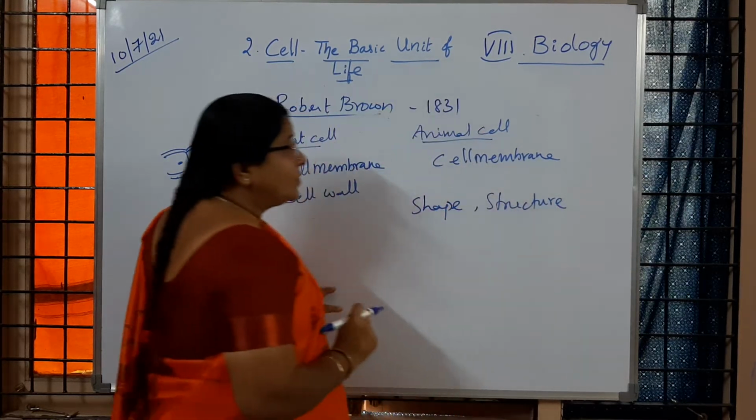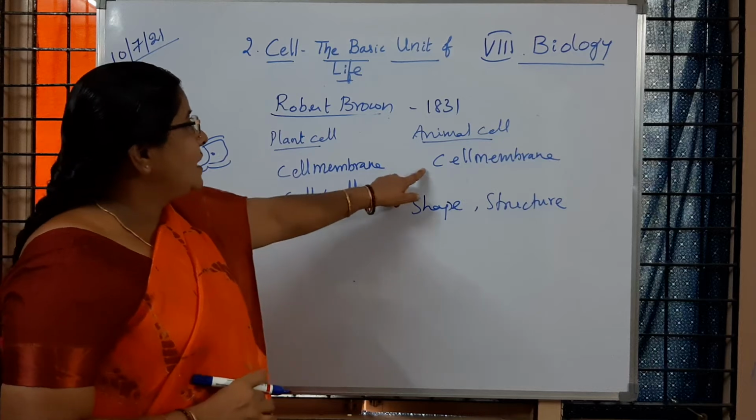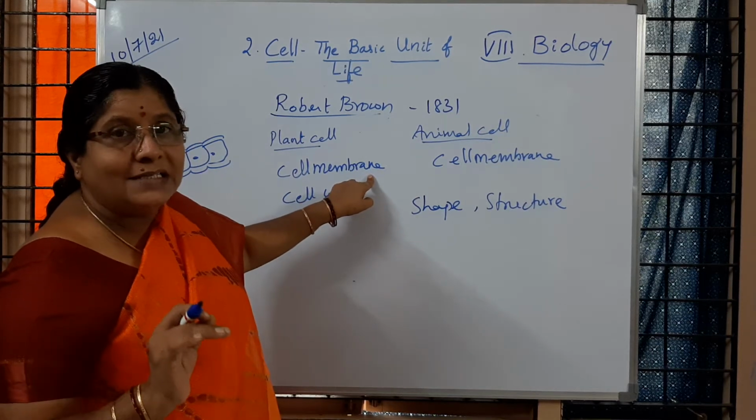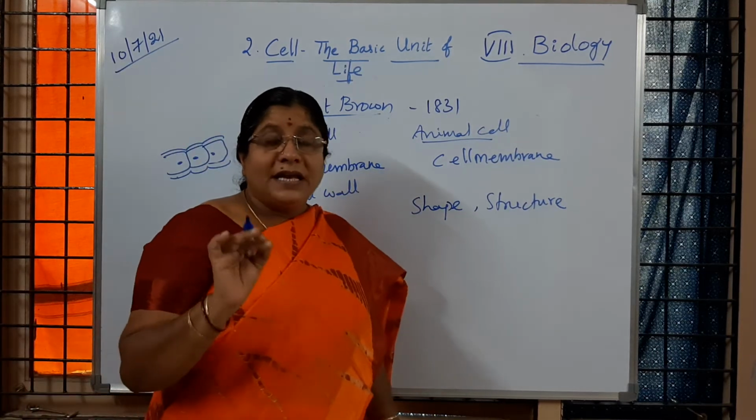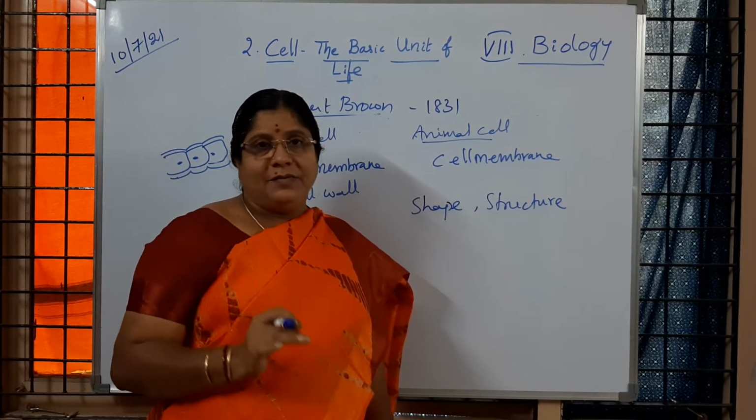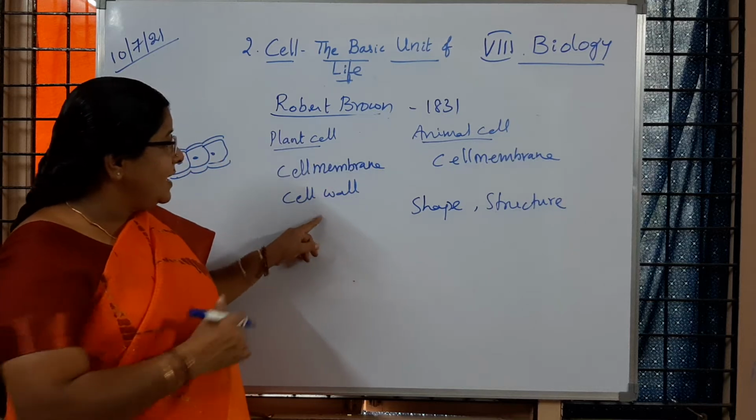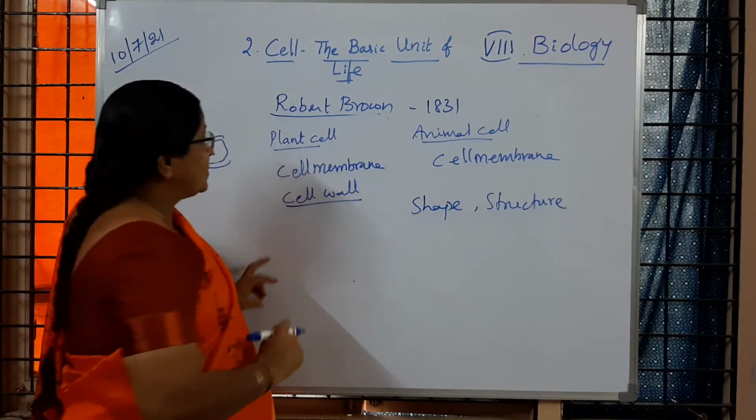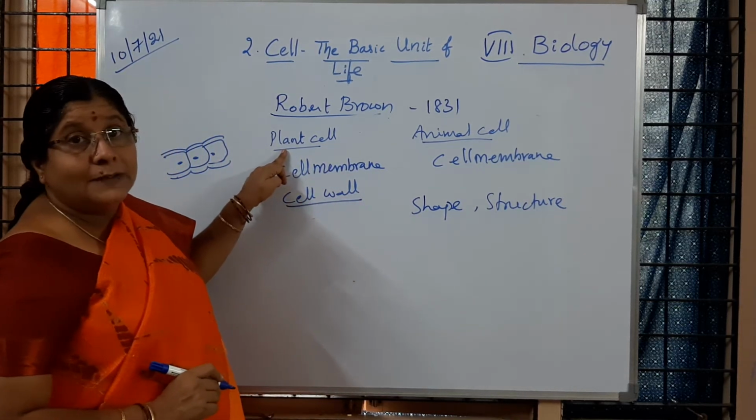So structure is also given to the cell, that is because of the outermost covering called the cell membrane. The cell membrane is common and is present in both plant cells as well as animal cells. So what about this extra layer, the cell wall, which is exclusively present in plant cells?